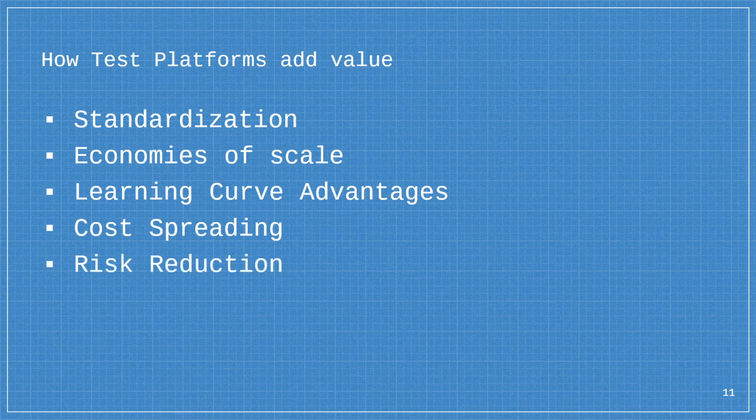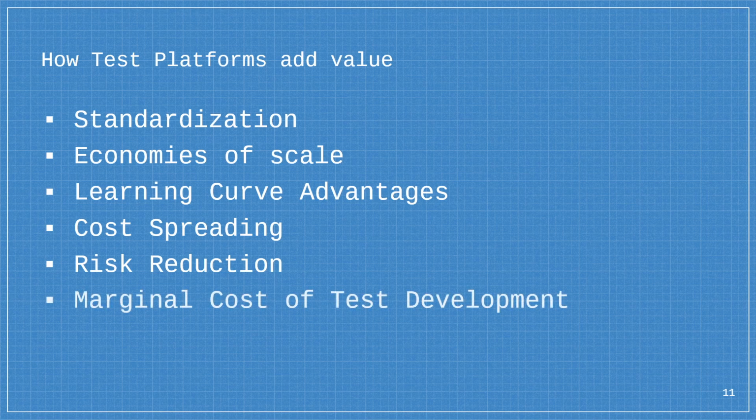We talked about risk and the difference in risks between test stations and test platforms. In the long run, you end up with a lot of risk reduction by doing a test platform approach versus using a test systems approach, and we'll get into that. Then the tricky one to talk about is the marginal cost of test development. This is one of the killer features if you set your ATEs up right, and if you manage it wrong, you will kill them.